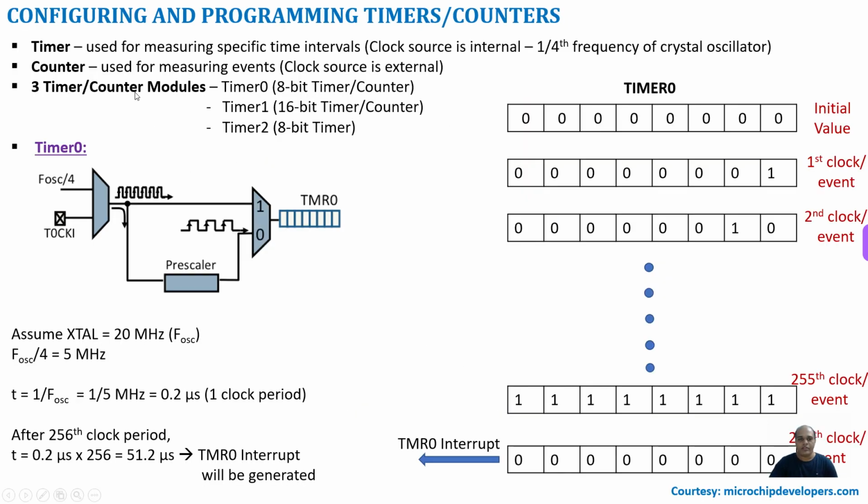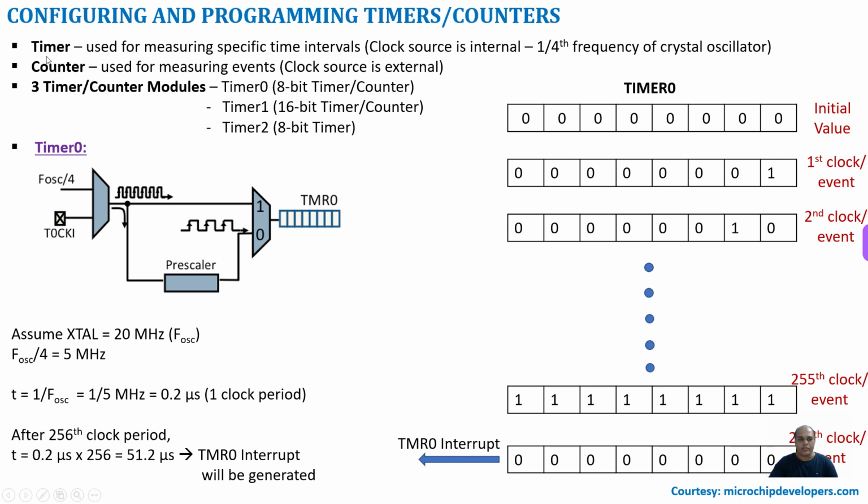So a timer is used for measuring specific time intervals. It is used to create time delays. In order to use a timer, we have to use a clock source. If we connect a 20 MHz crystal to a microcontroller, it is internally divided by 4. So that 1/4th frequency will be used as a default timing interval.